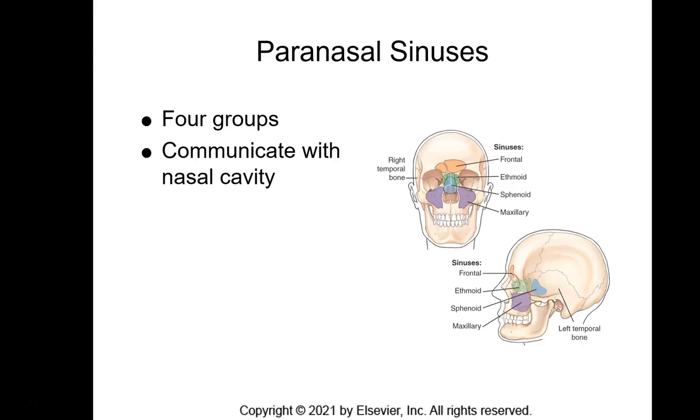The sinuses, as you know, are large air-filled cavities which are lined with mucous membranes. The sinuses are divided into four groups according to the bones that they are housed within. So we have two maxillary sinuses, found in the maxilla, or the maxillary bones of the face. We usually have two frontal sinuses, and they are found in the frontal bone.